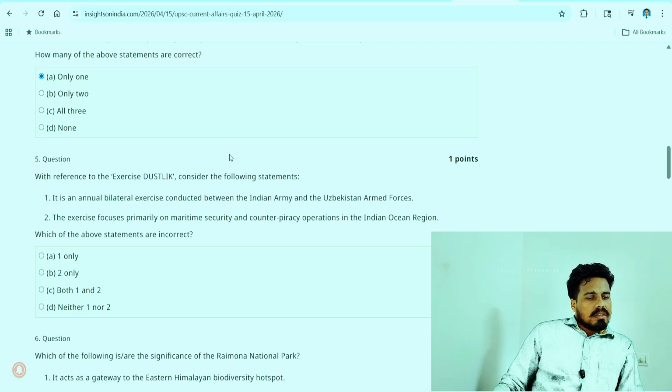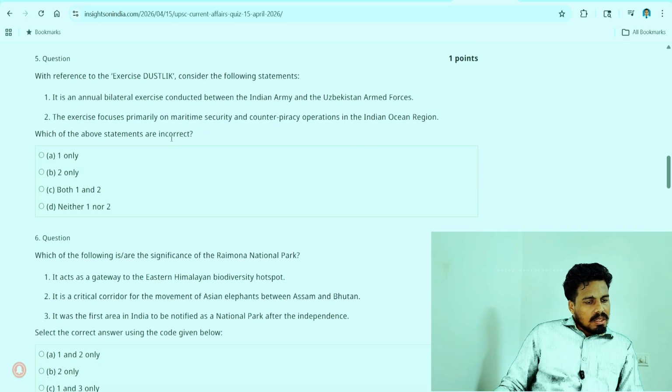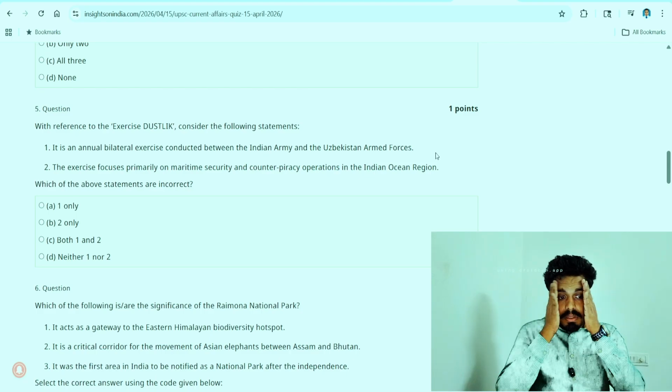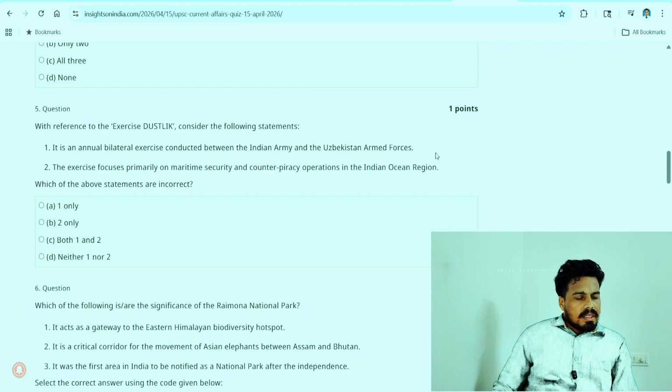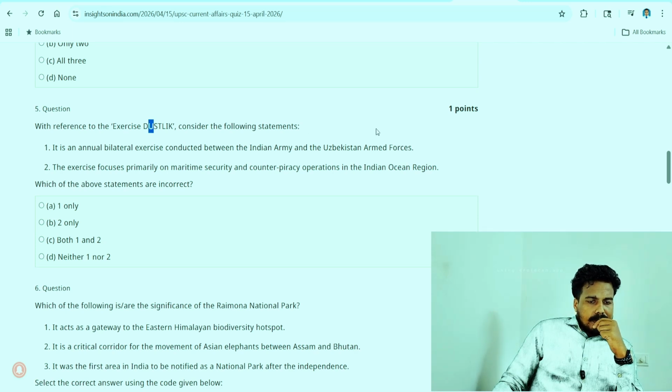So the 5th question, with reference to exercise Dustlik, consider the following statements. 2 statements are there. We have to mark the incorrect one. Please check this. Dustlik is an annual bilateral exercise conducted between the Indian Army and Uzbekistan Armed Forces. There is a U here, so you should go for Uzbekistan. Is it? I don't know.